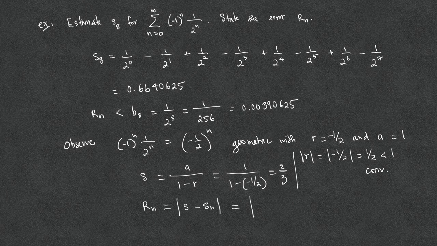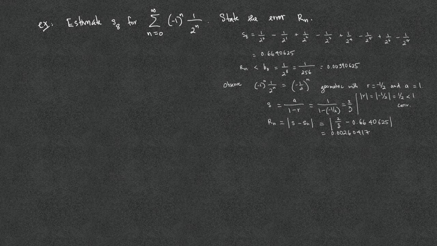The remainder is the difference between the actual and the partial sum, which is 2/3 minus 0.6640625. And this will give us 0.00260417, which is less than 0.0039 that we obtained earlier. Note that we need the series to converge to do this.